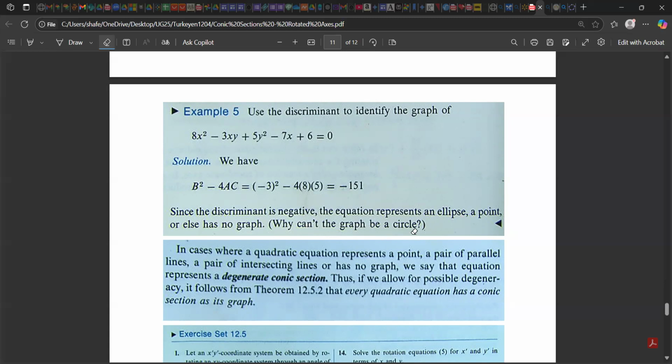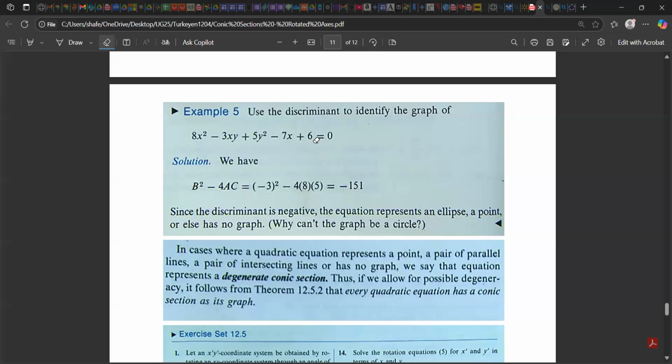Why can't it be a circle? I just said it, right? You have 8 here and 5 here, and the fact that those two numbers are not the same, but you don't know for sure, it can be a circle, so you want to suspect more that it's an ellipse. Maybe you can try it for yourself. Eliminate the possibility that it's a point or that there's no graph. Try putting in some values and see if you can get some points on this thing.